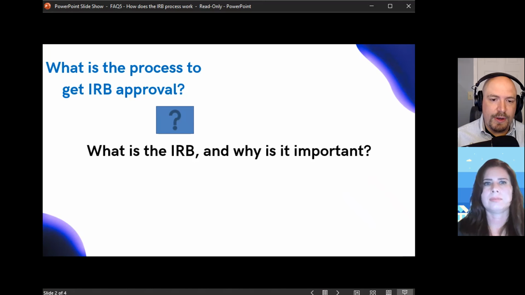So a consent form is a document that gives information about your study to participants and asks them explicitly if they're willing to participate in the study or not. And then once that's sent in, we'll review it and we'll send you a letter back saying you're approved to collect data.